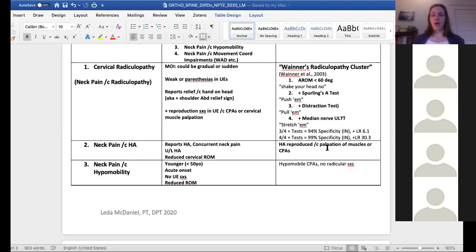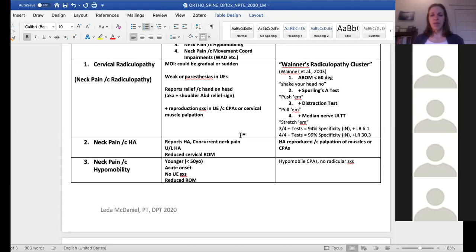So we're looking for active range of motion, less than 60 is positive on that. Reproduction of symptoms with a Sperling's A, so side bend and compression. And the compression forces, so 7 kilograms on that. A supine distraction, so trying to relieve some of the radiculopathy or relieve some of the compression. And then a positive median nerve upper limb tension test. So if those are positive, it's a high likelihood of cervical radiculopathy.